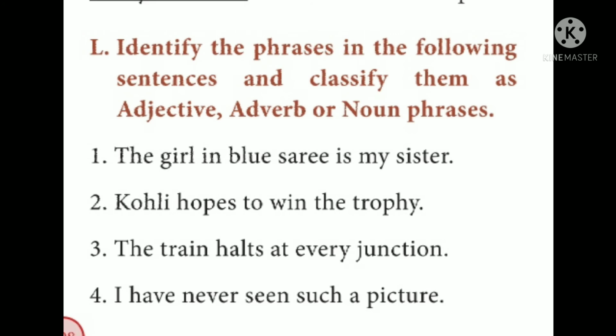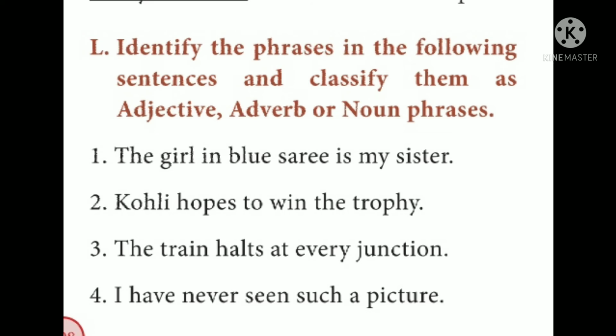Previously we have seen the different kinds of phrases. Now you have to identify them from the given sentences, and you can take out your pencil and underline in the book. See the first sentence: The girl in blue saree is my sister. Here it is "in blue saree." It is an adjective because it describes the noun. Saree is the noun. So it is an adjective phrase.